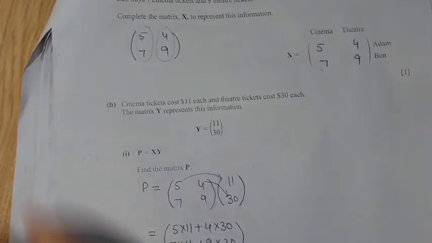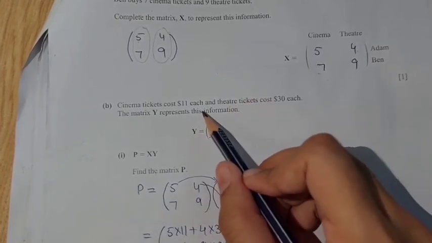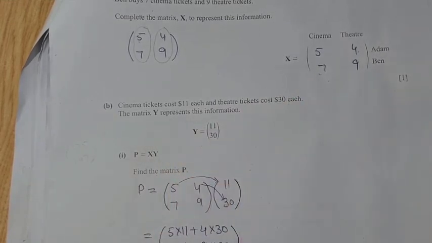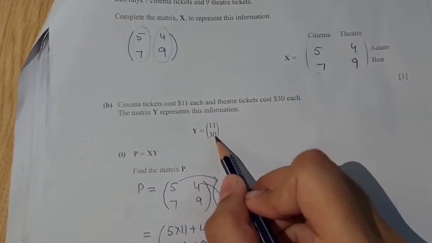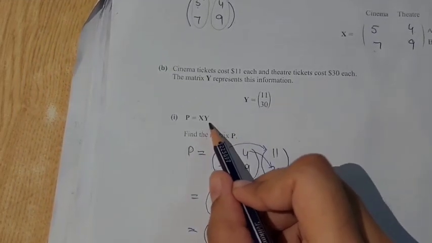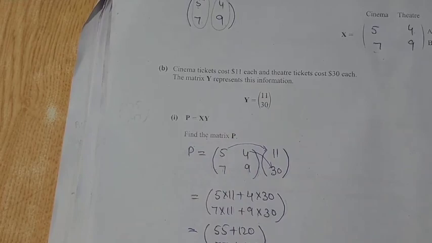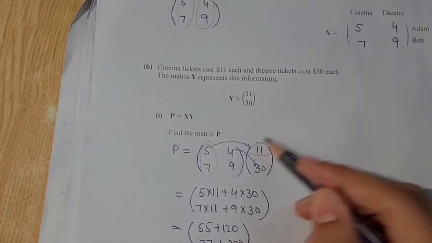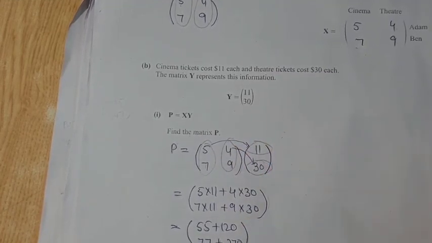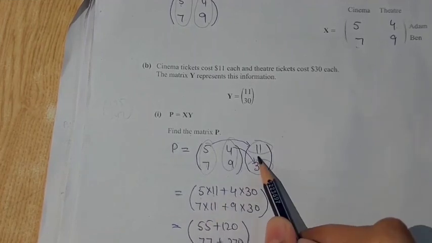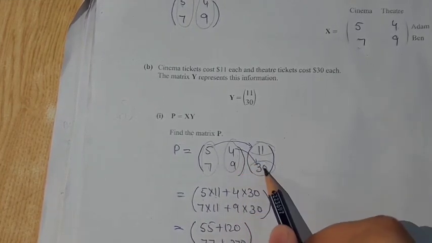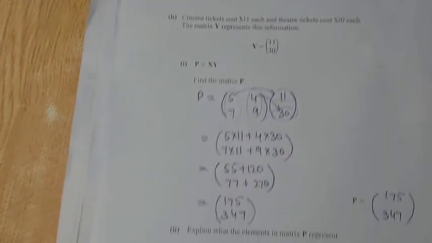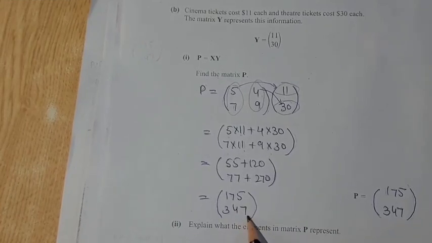Part B is cinema tickets cost $11 each and theater tickets cost $30 each. The matrix Y represents this information. Y is 11 and 30. Part 1 is P equals XY. Find the matrix P. For the multiplication of matrices, this row is going to be multiplied by this column, and then there's a plus in between, so that's 5 multiplied by 11, plus 4 multiplied by 30, and 7 multiplied by 11, plus 9 multiplied by 30. This would give the answer 175 and 347 for P.